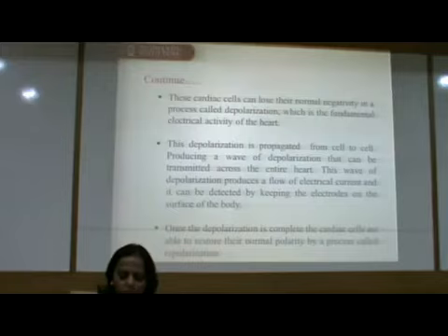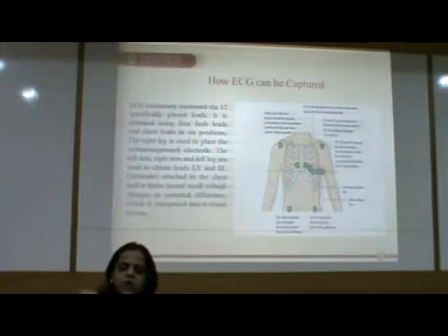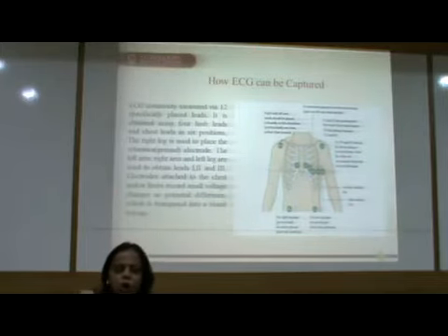This is all the process by which the ECG is generated. How can we capture the ECG signal from a human body? ECG is commonly measured via 12 specifically placed leads. It is obtained using 4 limb leads and chest leads in 6 positions.